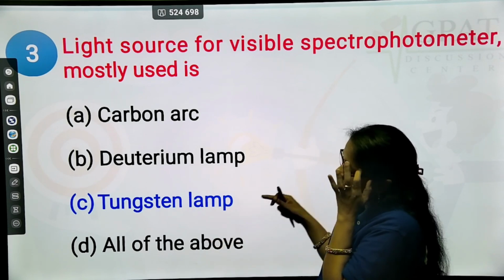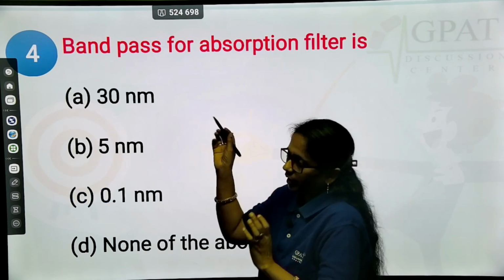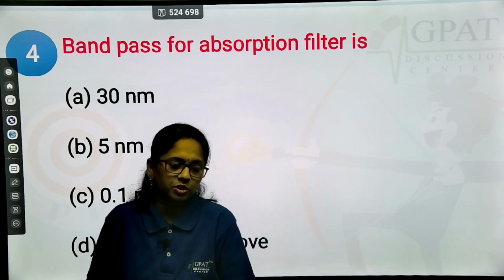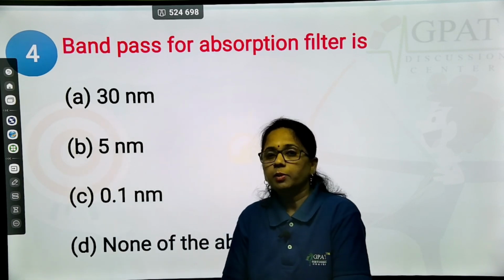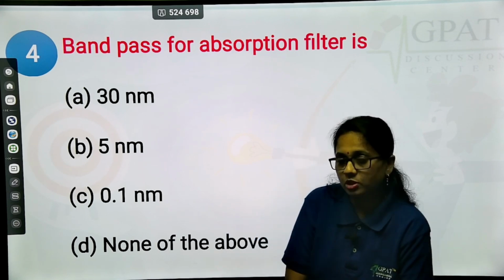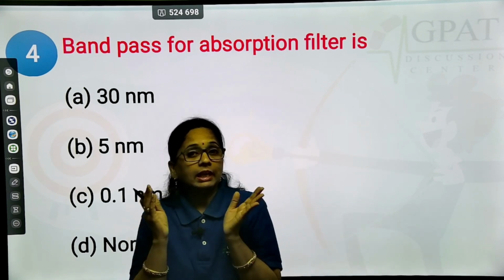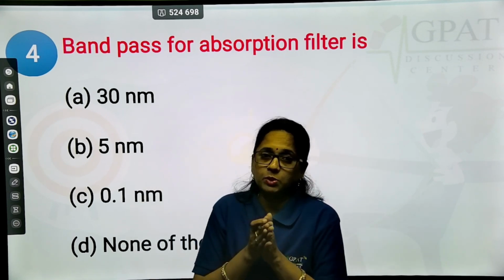So option C is going to be the right answer. And next question, band pass for the absorption filters. In case of the UV visible spectrophotometer, we know that monochromators are going to be used. So these monochromators are made up of dispersive elements. What are those dispersive elements?